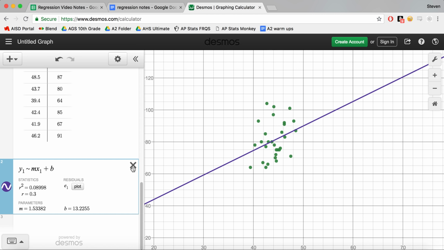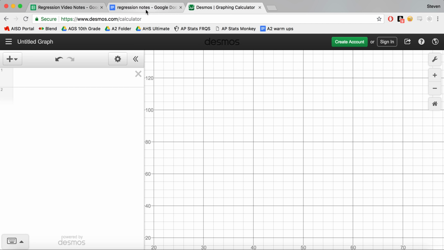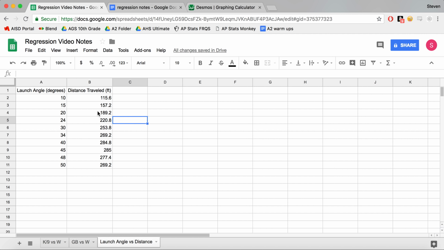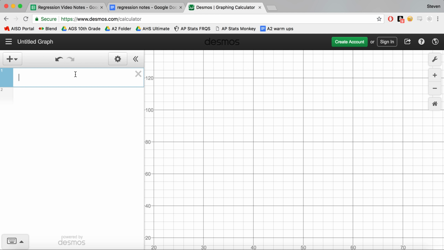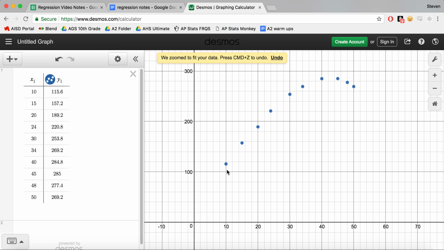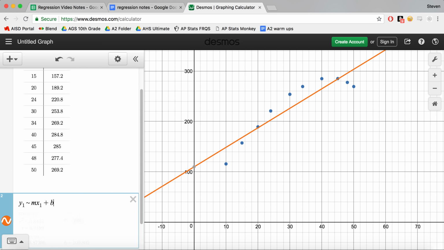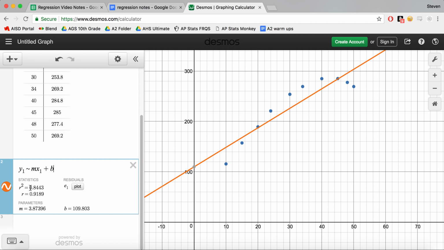Okay, now we're going to look at one more example: launch angle versus distance. This is the launch angle of certain projectiles, all launched at the same speed, and this is the distance the projectiles landed at. We're going to do the same thing, copy and paste. You can already see this is not forming a line, but we're going to do linear first anyway. So y1 squiggly mx1 plus b. This gives us an r squared that's pretty good, 0.84.